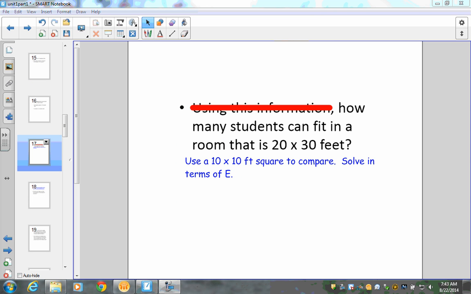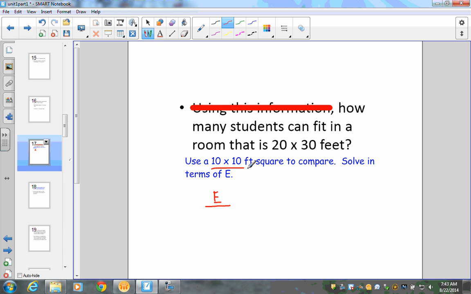All right, let's try our next question, and we're going to be solving in terms of E. It says how many students can fit in a room that is 20 by 30. Now it says in our directions, use a 10 by 10 square to compare. Solve in terms of E. So once again, we're going to be solving in terms of E, which means our estimation. So we're going to put E over the little square that we're using, which is 100, is equal to X over, I believe that will be 600.